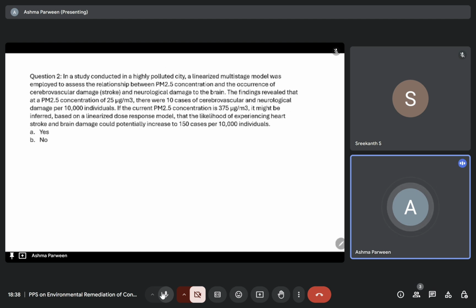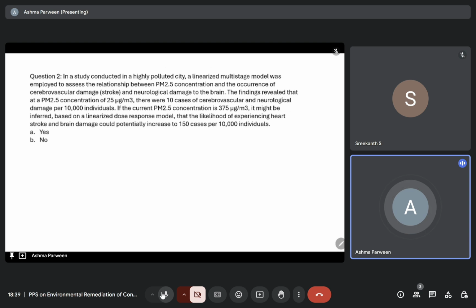If the current PM 2.5 concentration is 375 micrograms per meter cube, it might be inferred based on the linearized dose response model that the likelihood of experiencing heart stroke and brain damage could potentially increase to 150 cases per 10,000 individuals.